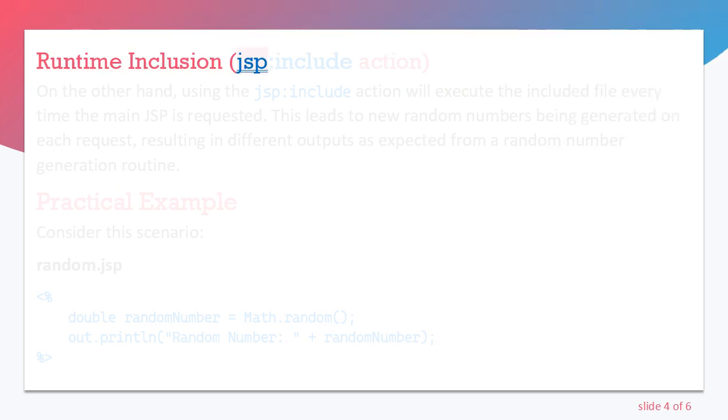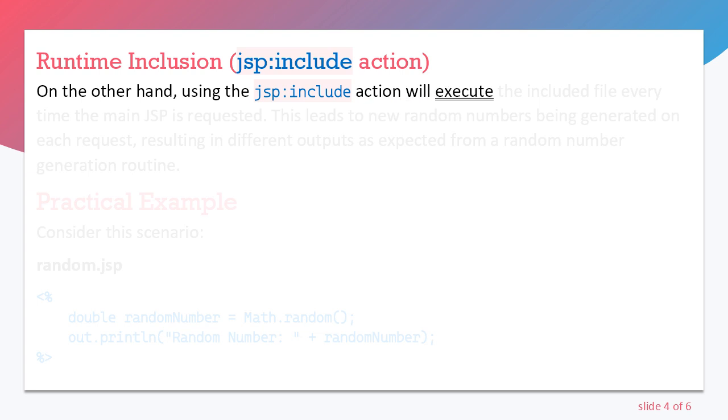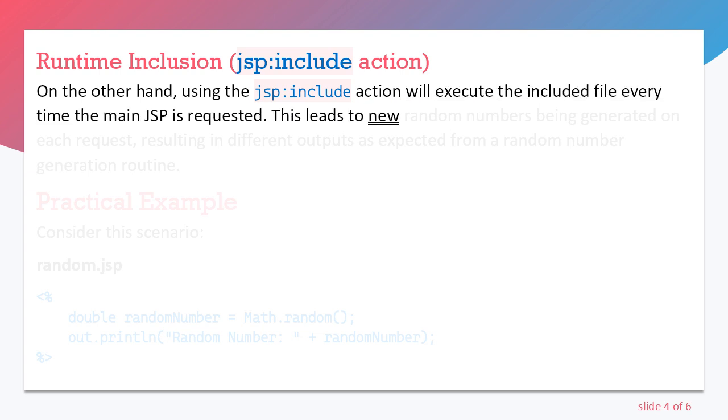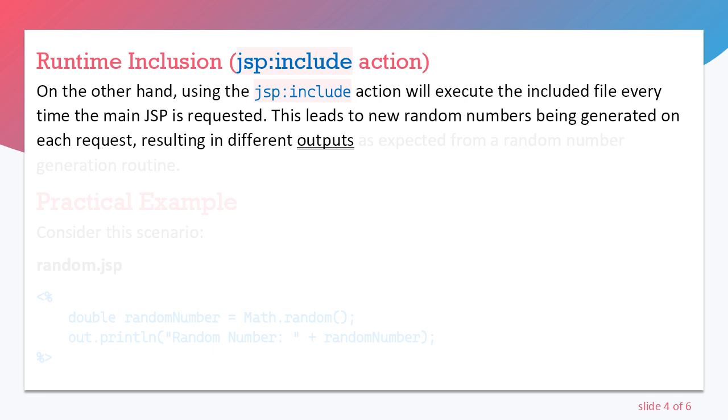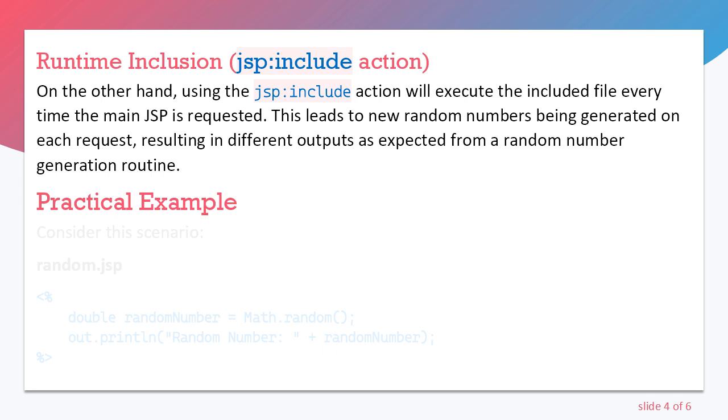Runtime inclusion, JSP include action. On the other hand, using the JSP include action will execute the included file every time the main JSP is requested. This leads to new random numbers being generated on each request, resulting in different outputs as expected from a random number generation routine. Practical example.